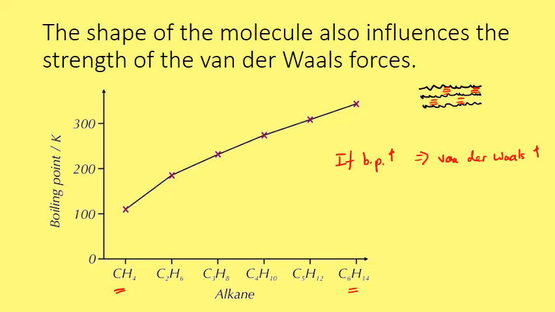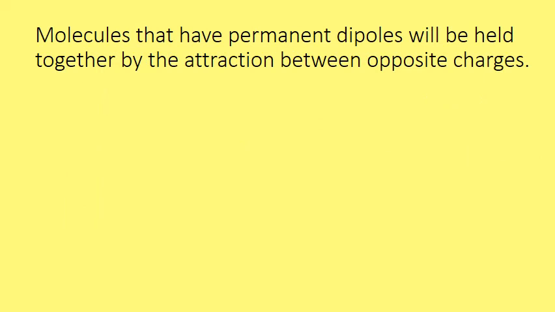So that's enough on temporary dipoles, or van der Waals. Let's have a look at permanent dipole forces now. And here we're saying that the molecules that have permanent dipoles, not the induced dipoles of van der Waals forces, but those that have permanent dipoles, they'll be held together by this electrostatic attraction between the permanent delta positives and the permanent delta negatives. So let's have a look at an example. Let's make that example hydrogen chloride again.